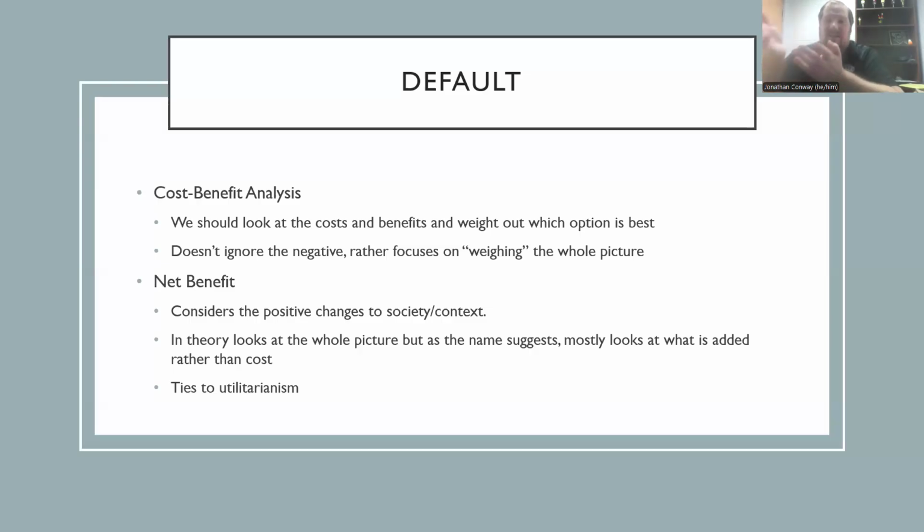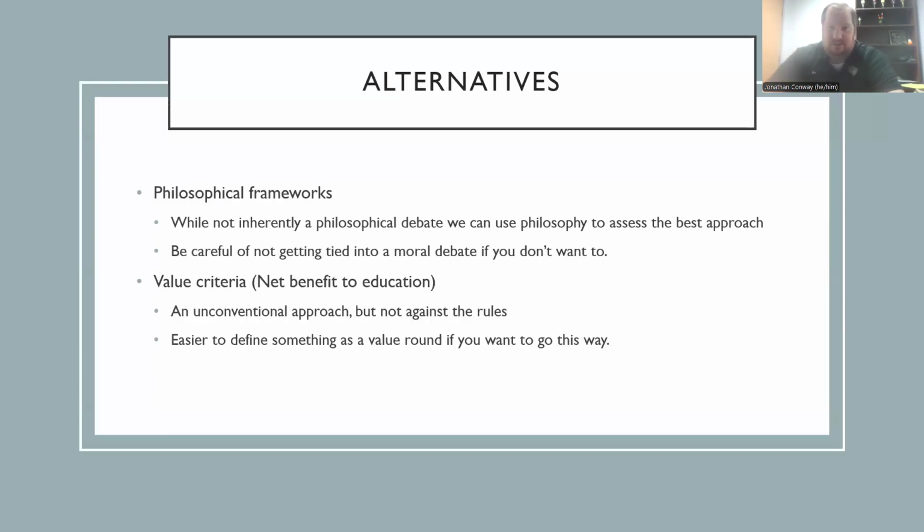Similar to the on balance scale, I wouldn't use that particular framework for this, because if we're using it for on balance, it might confuse people if we start using it for cost benefit, right? But this sets up a really nice two worlds analysis. Net benefit considers the positive changes to society slash context, right? Because you're AF, you're running advantages, negs running disadvantages. In theory, it looks at the whole picture, but as the name suggests, it mostly looks at what is added, and again, ties to utilitarianism a little bit.